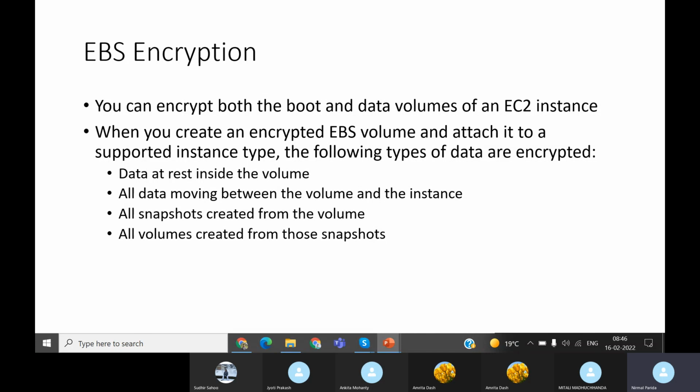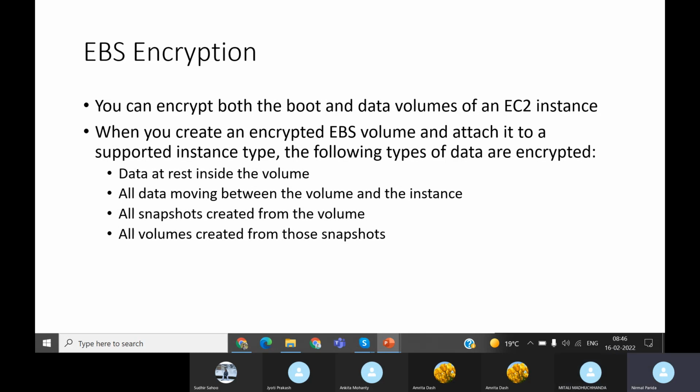Okay, do you all know what encryption is? Any questions on encryption? I think you may all know encryption.